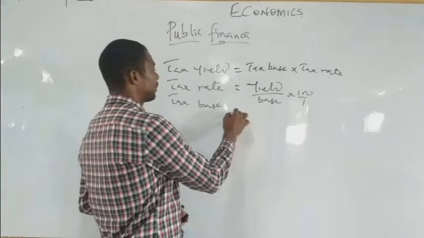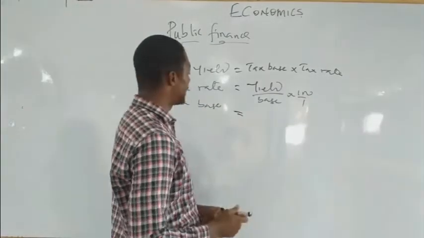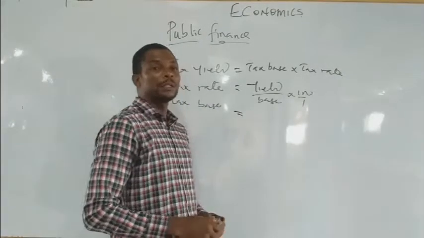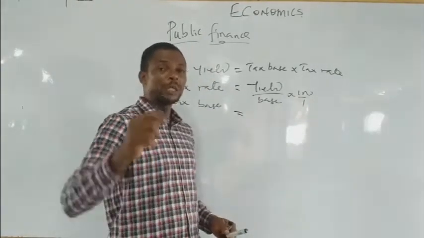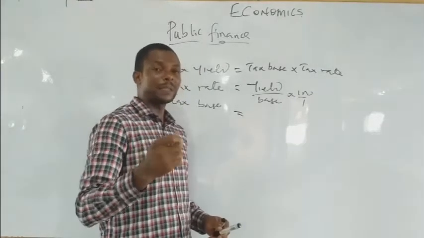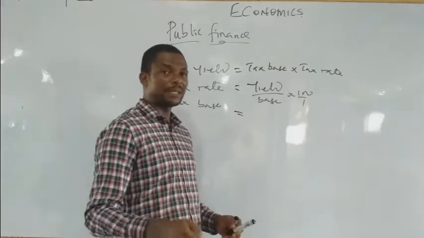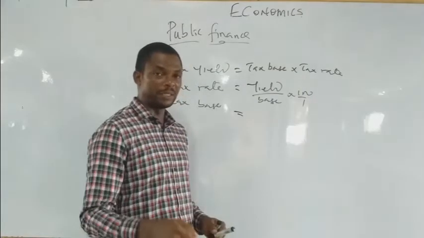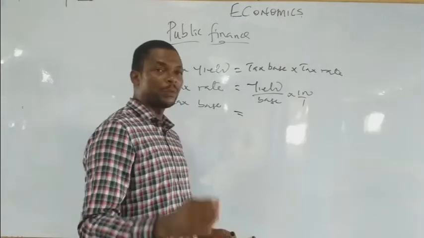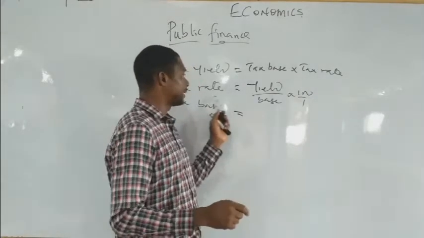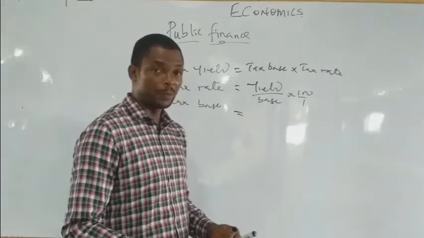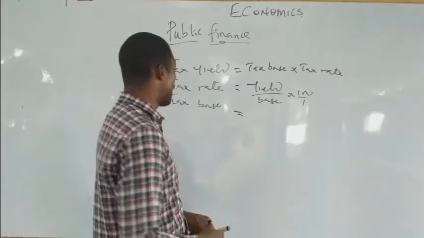Now your tax base is the income that you receive, or the property on which the tax is calculated. So it's either the income or the property on which the rate is to be calculated that is called the base. How do I get that?